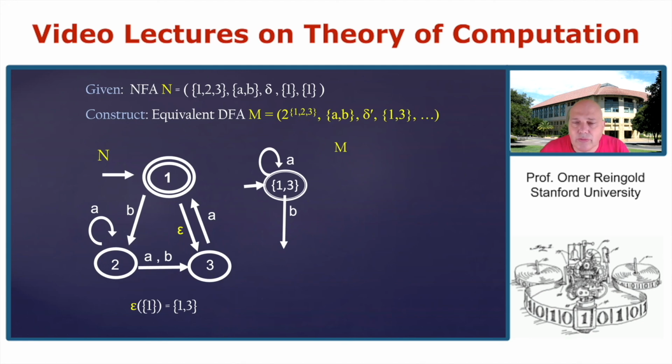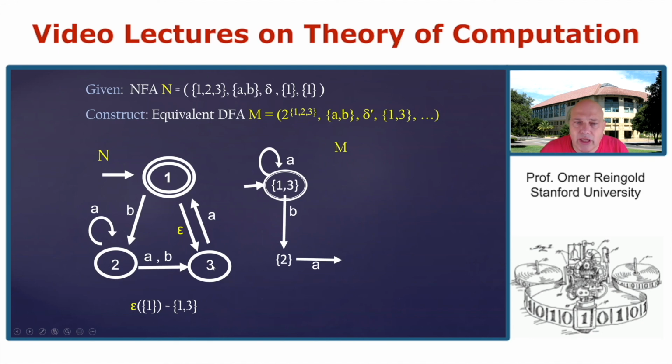So from 1, 3, you can reach 2 with the B transition, and you need to take the epsilon closure, but the epsilon closure of 2 is just 2, because 2 doesn't have any epsilon transitions. Now from 2, let's ask what is the A transition. So where can you reach from 2 with A? You can reach itself, there is a self loop, you can reach 3.